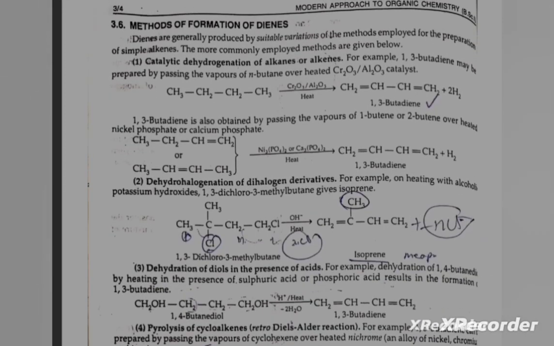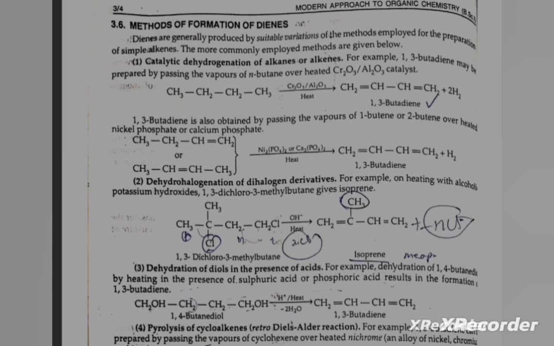Methods of formation of dienes. Dienes are generally produced by suitable variations of the methods employed for the preparation of simple alkenes. The more commonly employed methods are given below. First, catalytic dehydrogenation of alkanes and alkenes.